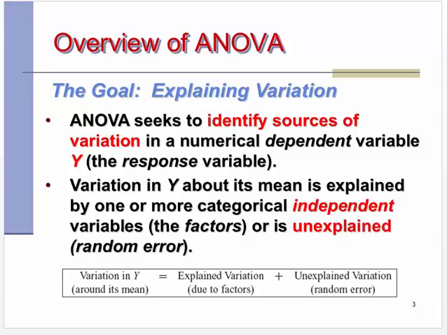That's the random error. So in this equation, you can see the variation in y, the dependent variable, around its mean can be split into two parts: one part that's explained, and the other unexplained. The explained part is due to the factors, the independent variables, and the unexplained part is due to random error. There's not much we can do about the random error, but we can use ANOVA to analyze those factors that contributed to the variation.